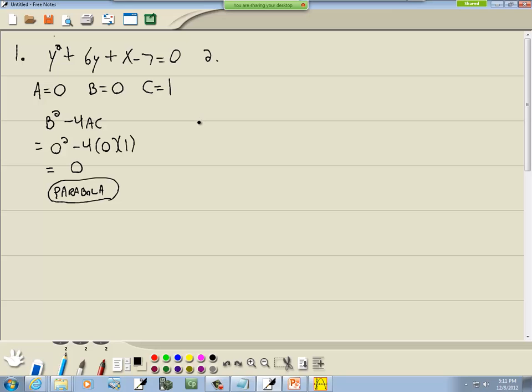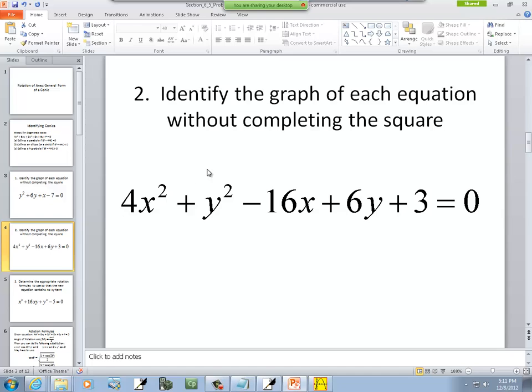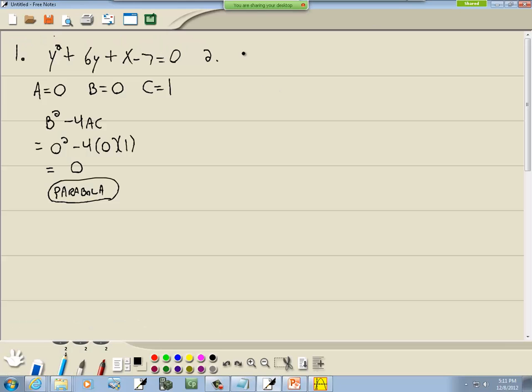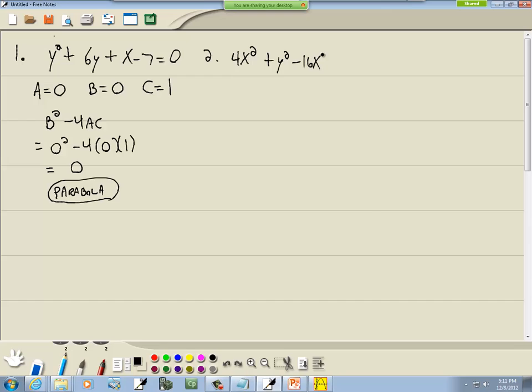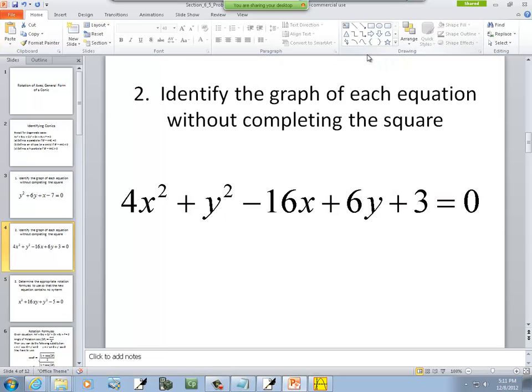Sometimes it may be nice to know what you're dealing with before you dive into the problem. Are you looking at a parabola, ellipse, what exactly? Okay, let's look at this one. We have 4x squared plus y squared minus 16x plus 6y plus 3 equals 0.